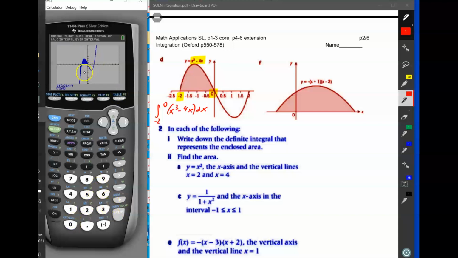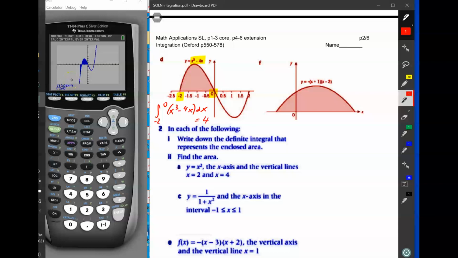Okay, and now it says 4. So the answer is 4. Unfortunately it did not erase it, but I know that it's correct because now it goes between negative 2 and 0. Okay, all right.